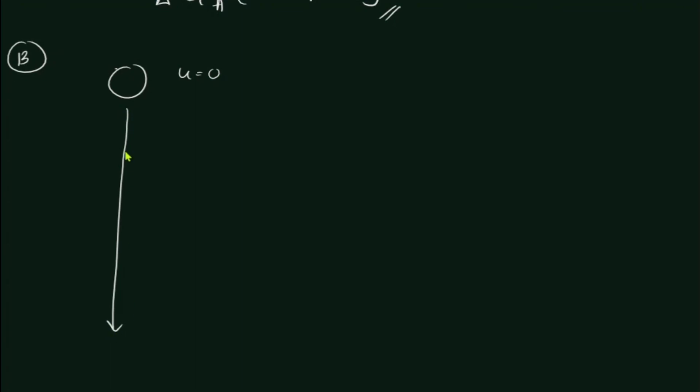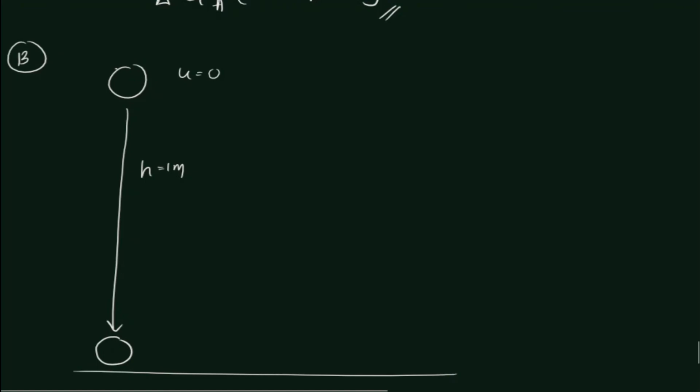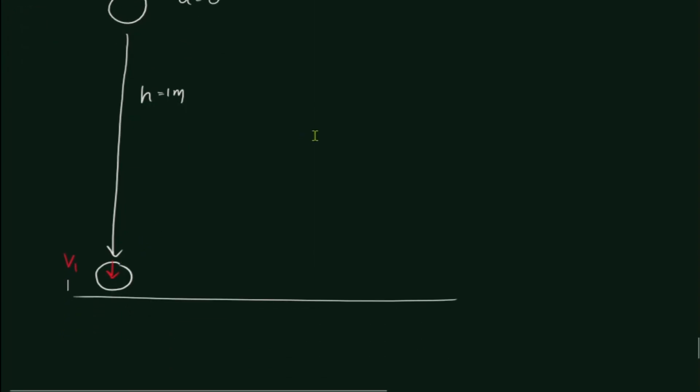So we will see a figure for this. Let us see a figure. This is the 13th question. Initially, the ball is released from a height of 1 meter. What happens? The ball is going to reach the ground. Let us assume it's going to reach the ground with a velocity v1, right?